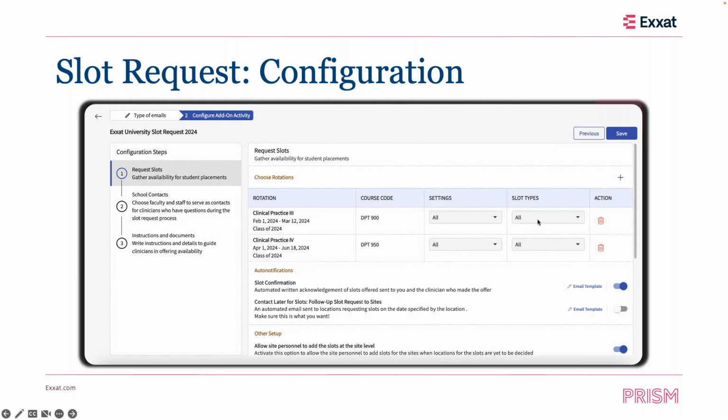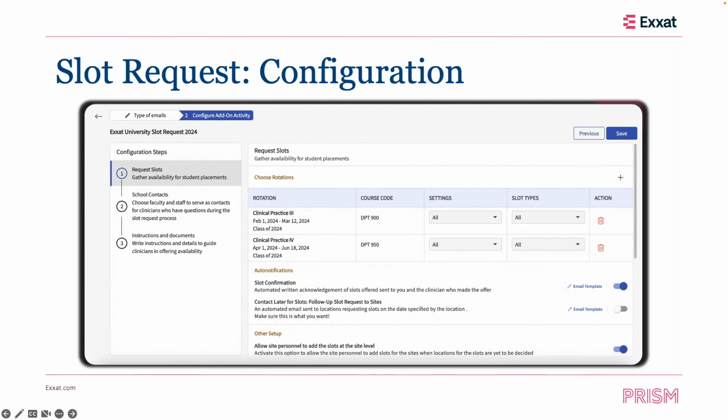For slot types, you might have first come, first served, interview required, student request. So depending on your slot type, if you want to limit the slot types that your sites see, that is something that you can do. Our PA users will not have these two columns. You will just see the rotation and the course code, but everyone else should see these two columns that allow you to customize those options. Once you have your rotations listed, if you realize there's anything on this list that you might not want to include, you can of course remove those with the trash bin icon there.